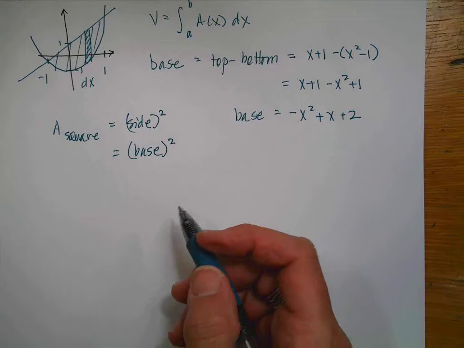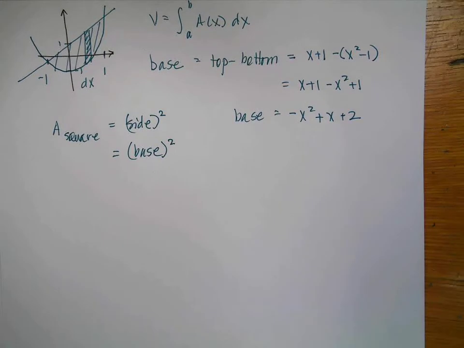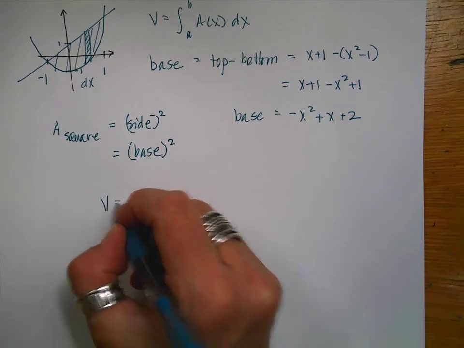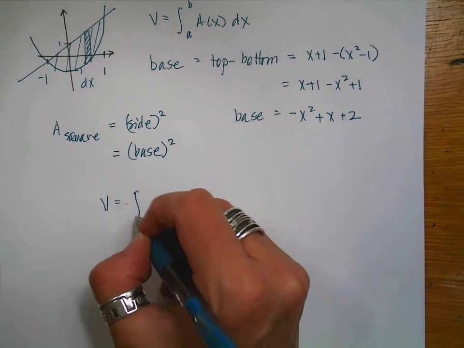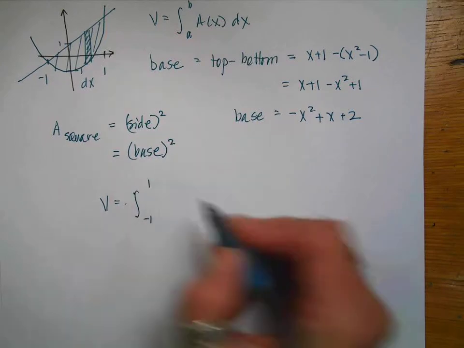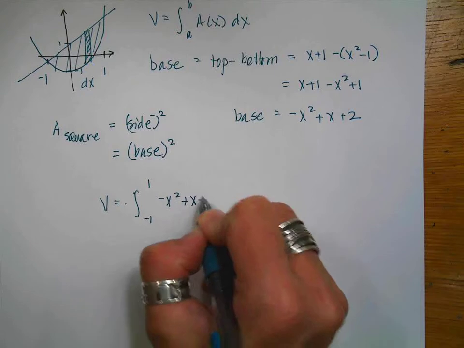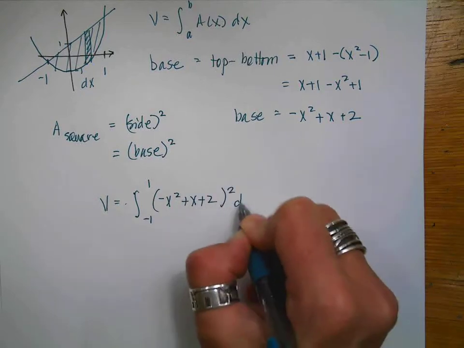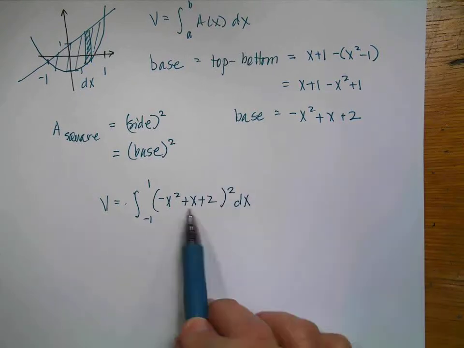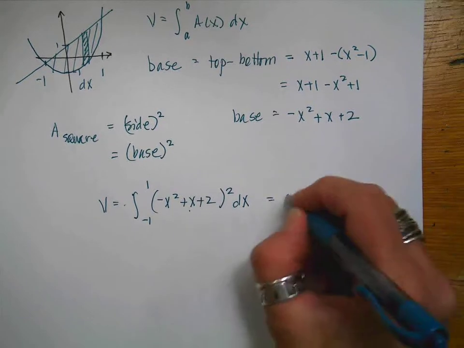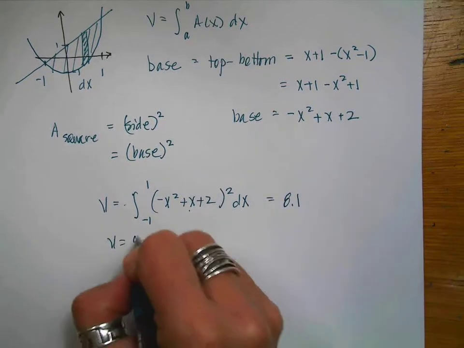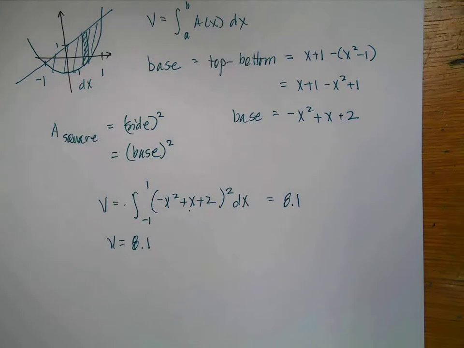So now I can set up my integral, and again, we're going to do all of these in our graphers because I am assuming that you remember how to integrate. So the volume is going to equal, notice there's no pi, the integral from negative 1 to 1 of negative x squared plus x plus 2 quantity squared dx, because I have side squared, and that's going to be 8.1. So my volume is 8.1. Okay. The harder part on these is just setting them up, but if you remember our notation of the height of the rectangle, that's going to be how you determine your base.